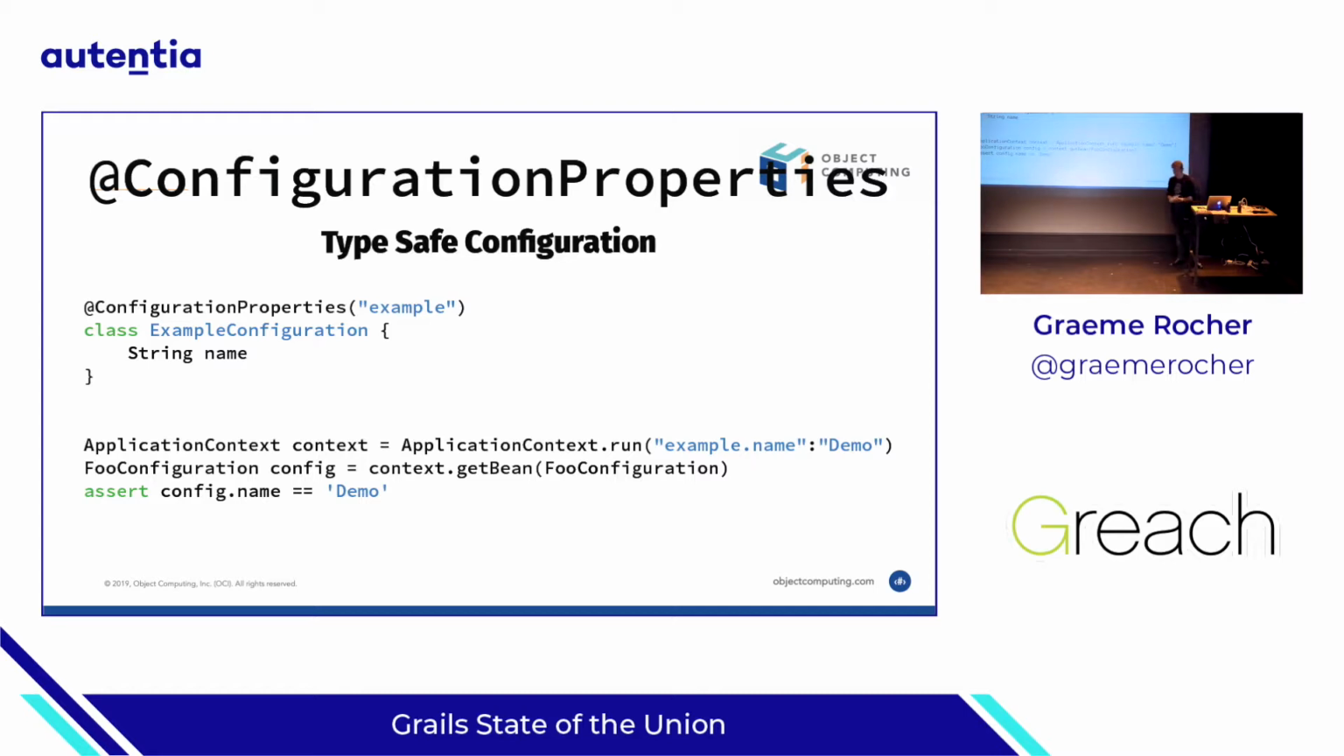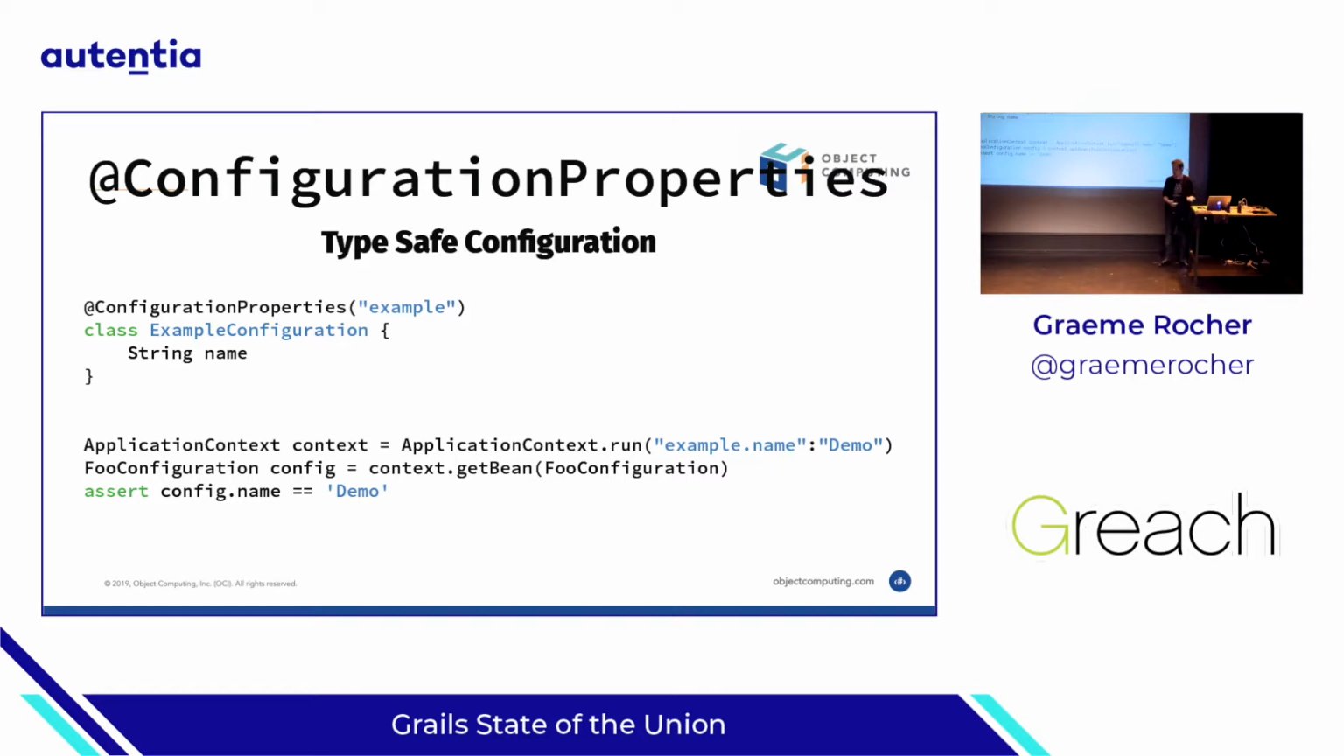So here's an example of configuration properties. You can define a class that's just an example configuration, and it's bound to the example namespace. Then when you run your app, the value of the name property there will be, in this case, demo. And it's type safe configuration binding, and it works reflection free.